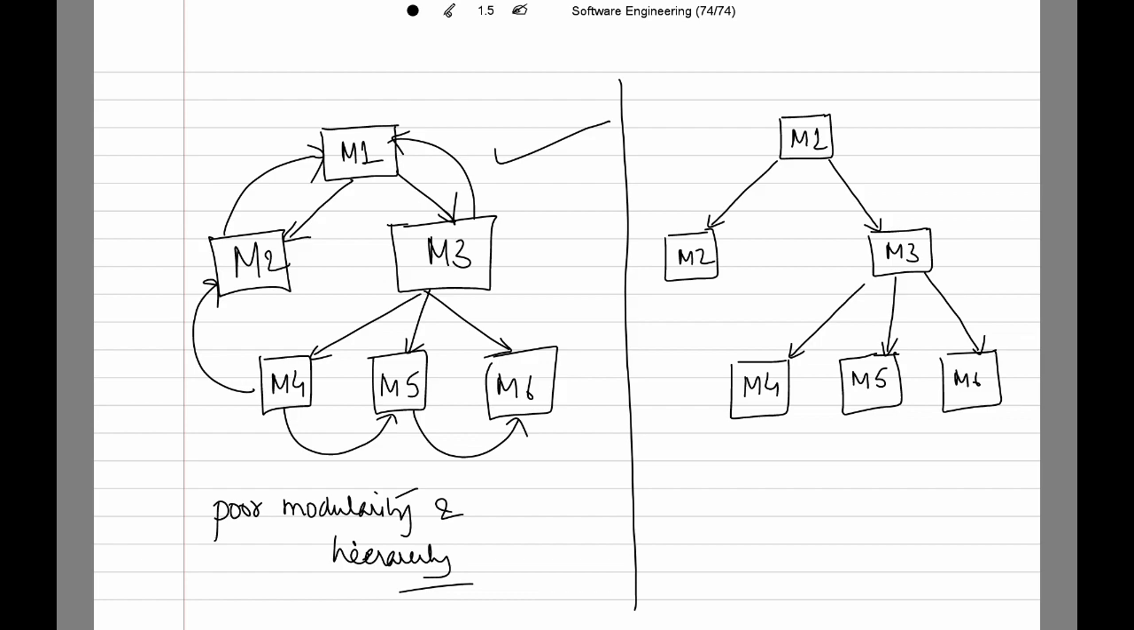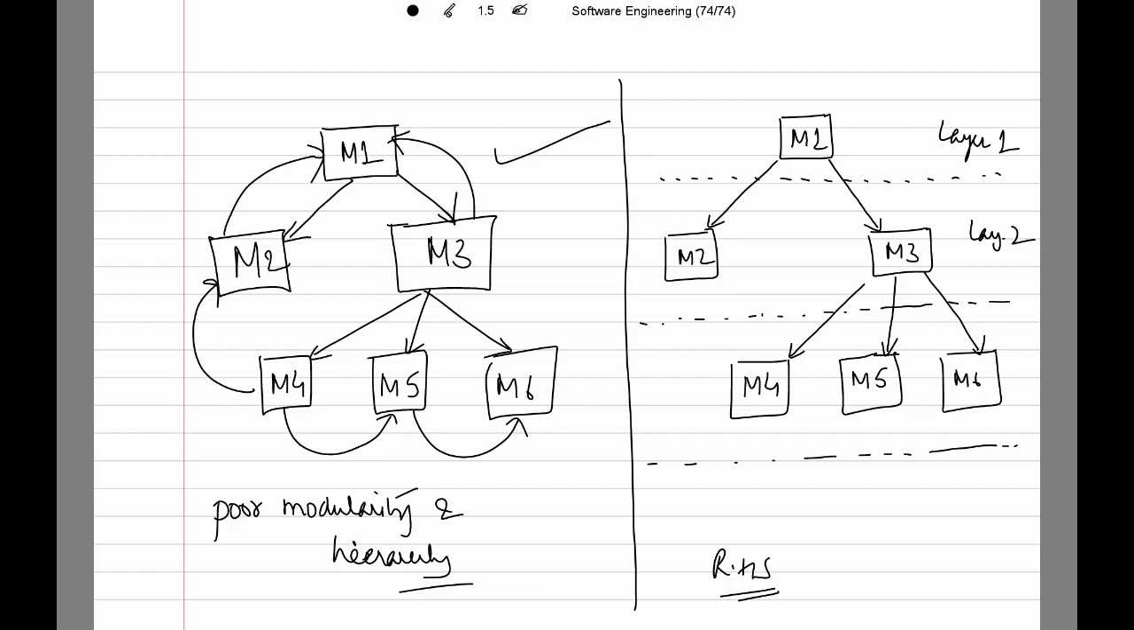Now if you look at this diagram here on the right hand side, you will find that it is arranged in the form of layers. Look, this is the first layer. I can say this is layer 1. Then I can say that this particular section, M1, M2 and M3, are in layer 2, and the third one, that is this one, is a part of layer 3. So now I have very easily separated this design into 3 different layers, and it is also hierarchical.